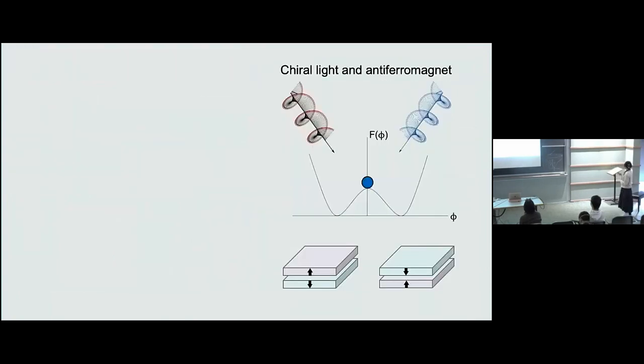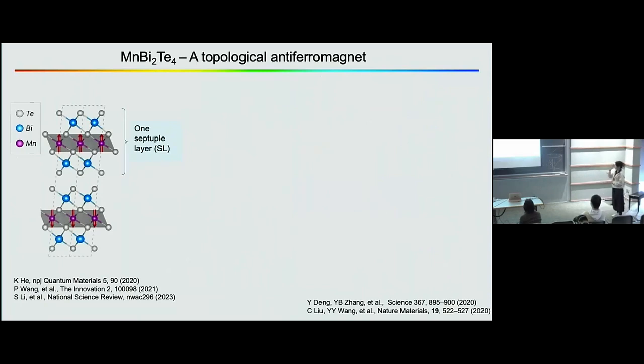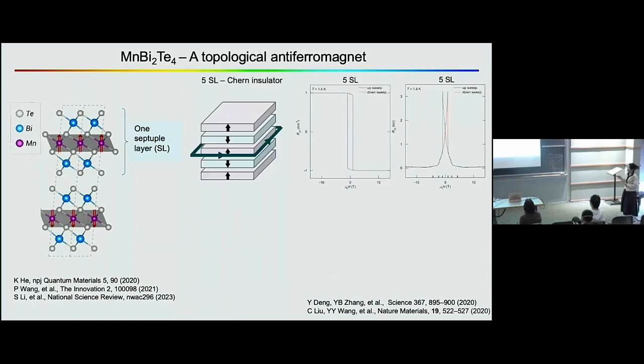Okay, so the second example. The material I talk about is manganese bismuth telluride. It's a layered magnet, a van der Waals material, and each van der Waals layer is actually 7 atomic layers. In between, there is a manganese layer carrying the local moments. Within each layer, the moments are aligned, and between adjacent layers, they are anti-aligned. Immediately, this gives rise to interesting layer-dependent magnetic properties.